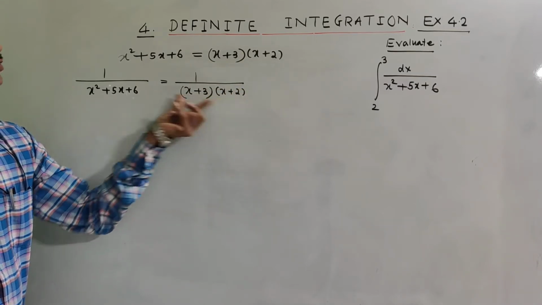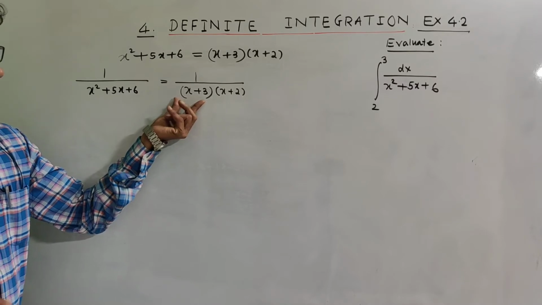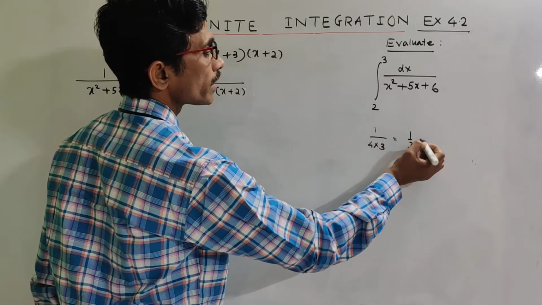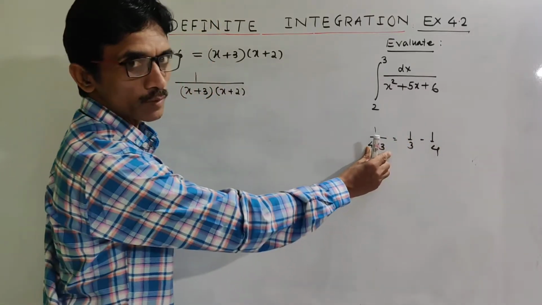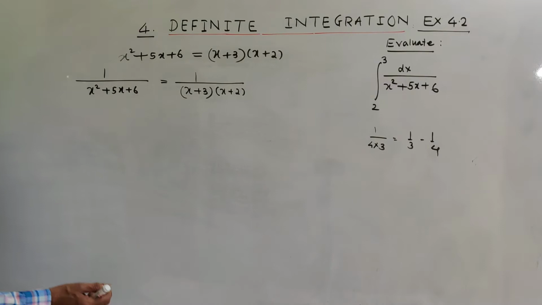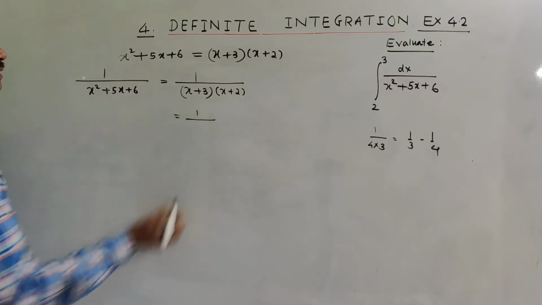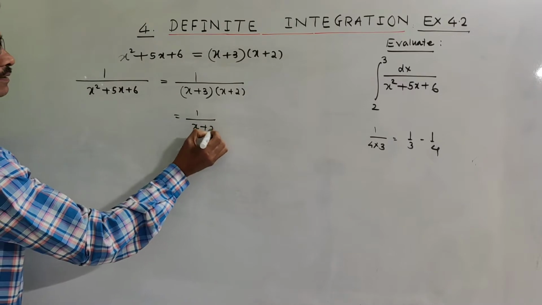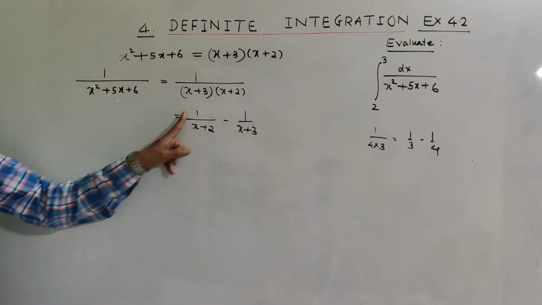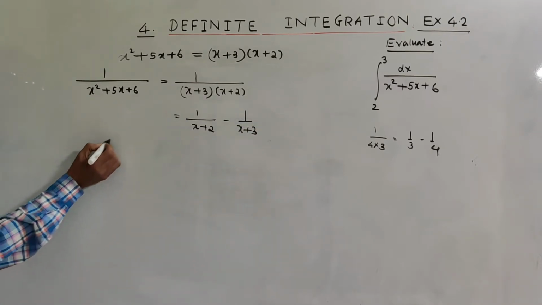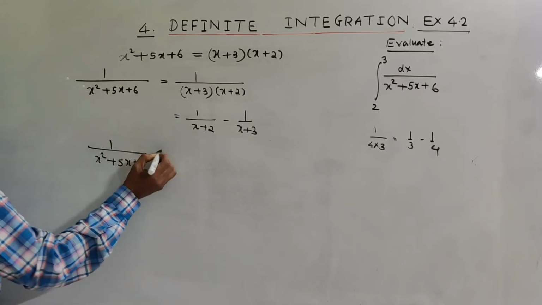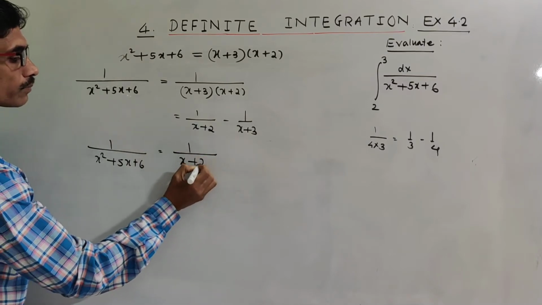But x plus 2 and x plus 3 are consecutive numbers, such as 1 upon 4 into 3, which we can write as 1 by 3 minus 1 by 4. As these are consecutive numbers and the numerator is 1, we can put it in this form. So we write it as 1 upon x plus 2 minus 1 upon x plus 3. Therefore the partial fractions are these.